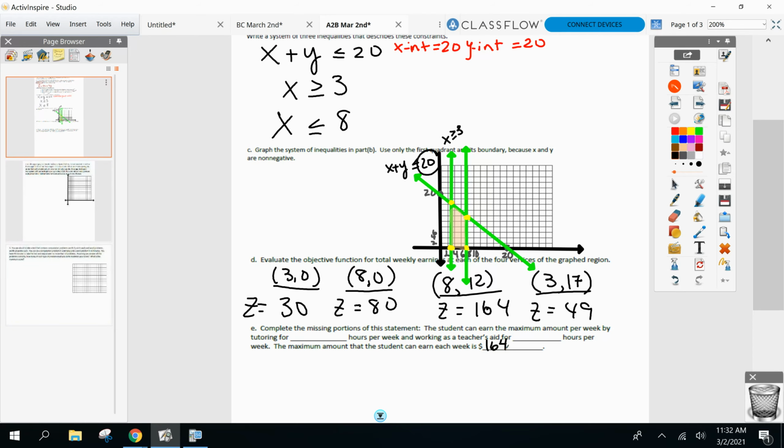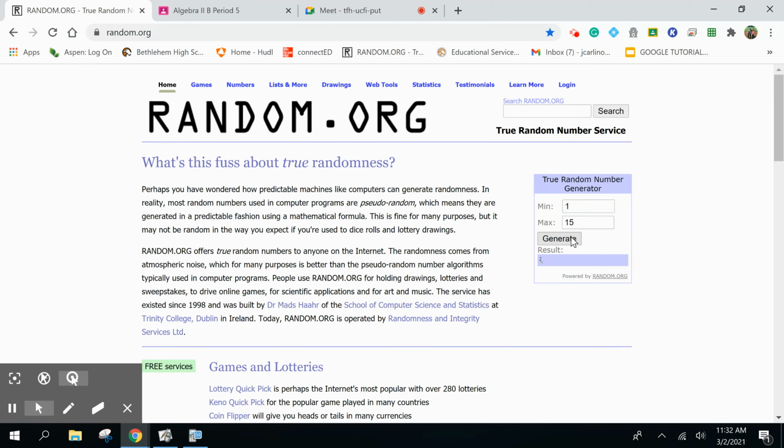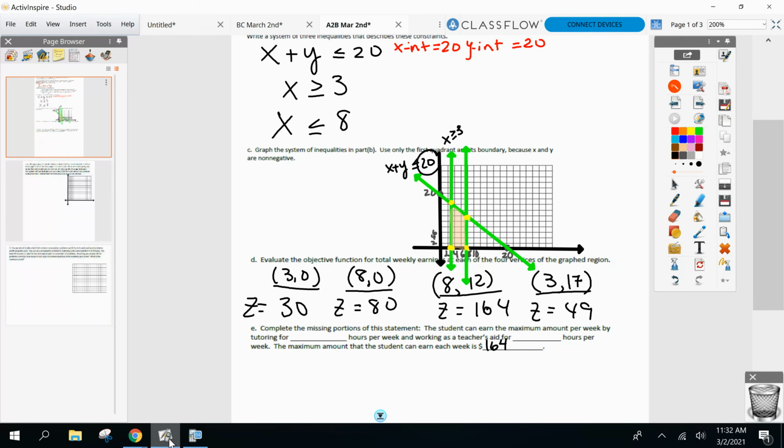How many hours tutoring and how many hours being a teacher's aide will get me to 164? Go ahead, Hunter. What's going to get me to 164? How many hours tutoring? 8 hours tutoring and 12 hours teacher's aide. There you go. And that's what the problems are going to be right now. What's going to be my max amount of money I can make, and what do I have to do to get there?